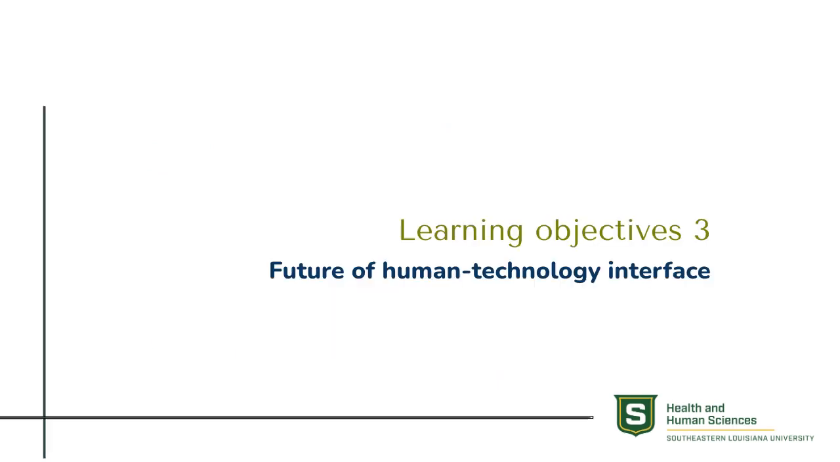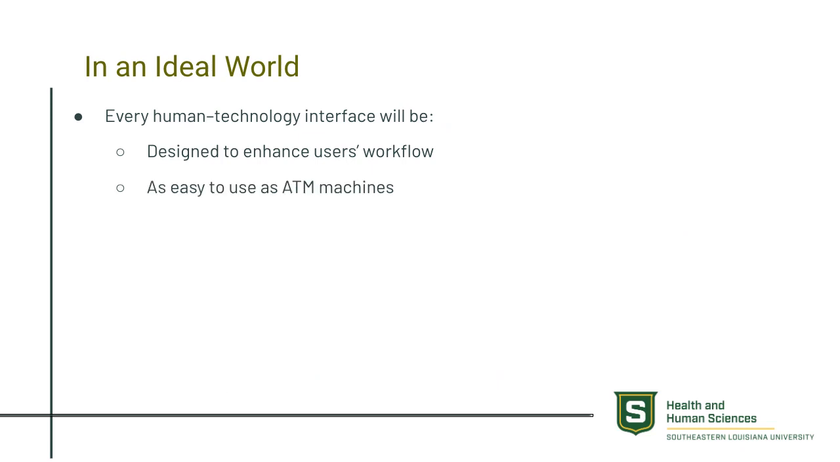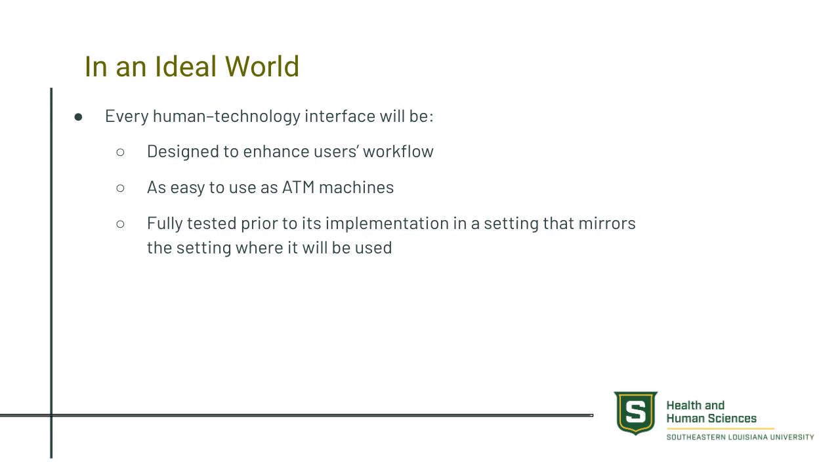So, what is the future of human technology interface? In an ideal world, every technology interface will be designed to enhance user workflow, and does so. It will work as easy as ATM machines, but then that depends on who is using the ATM machines. But that's an example. It will also be fully tested prior to implementation in settings that mirror the real life settings in which it will be used. This is not something that we can achieve just yet.